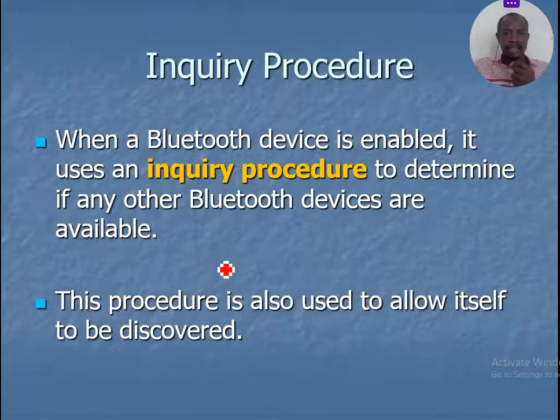Now, the next thing is that this procedure is also used to allow itself to be discovered. Not only does it inquire if another Bluetooth is available, it also gives an opportunity to other available Bluetooth devices to find out if it is available, because it's a two-way thing. You find out a Bluetooth is available. The Bluetooth also establishes if you are available. So that's the first thing it does.